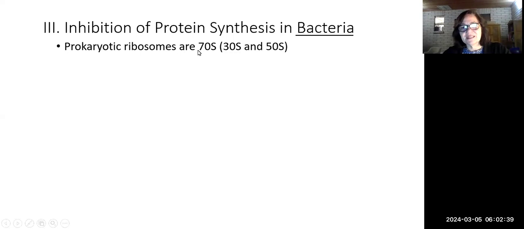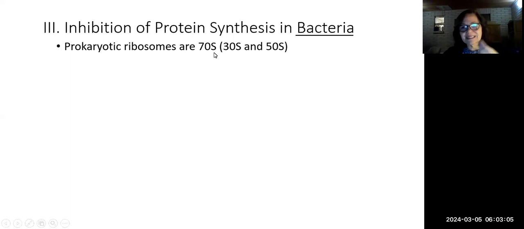So when you take the whole ribosome, it takes this long to get to the bottom of the tube. If you break it apart into the small ribosomal subunit and the large ribosomal subunit, they take this long and this long, respectively. That's why the numbers don't match. Okay, at any rate, prokaryotic ribosomes are 70S.